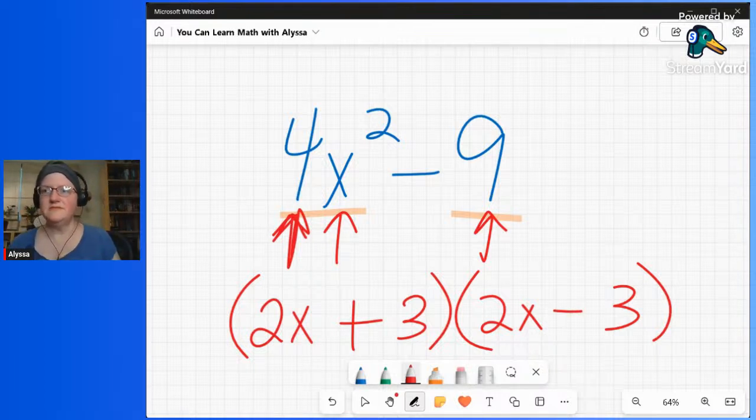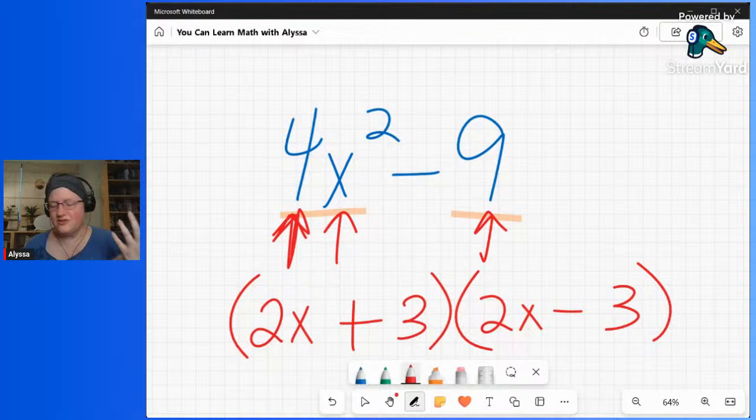There you go. I mean, how easy is that? I love that so much because so much factoring is a lot of grouping and all that sort of stuff. And this one, you're just like, boom, done.